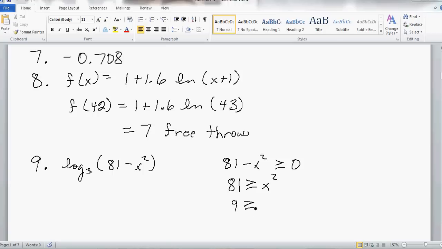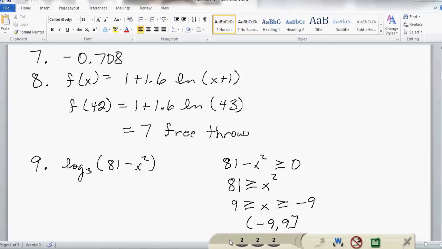9 has to be greater than or equal to x, which has to be greater than or equal to negative 9, because we can take both the positive and the negative. And so this is somewhat acceptable, but to remain consistent, this would be the range between negative 9 and 9. And we really need to have brackets because negative 9 and positive 9 are acceptable answers.